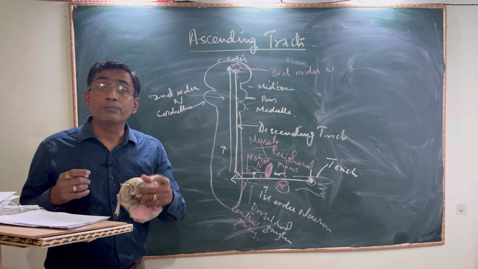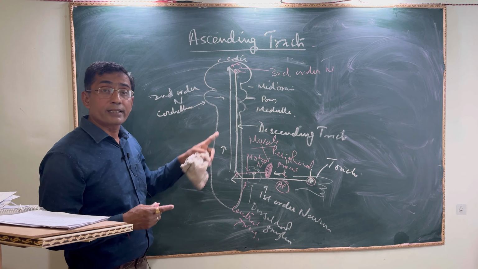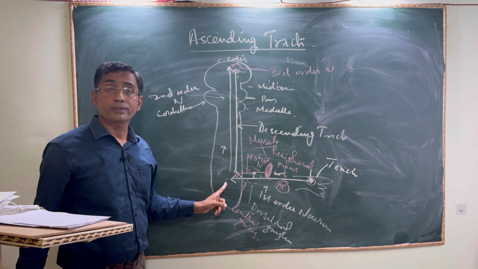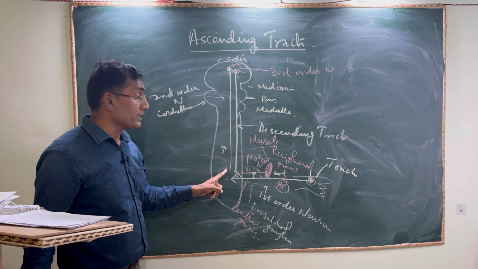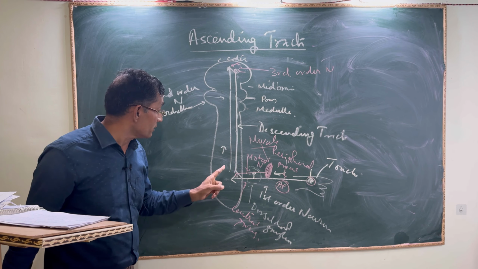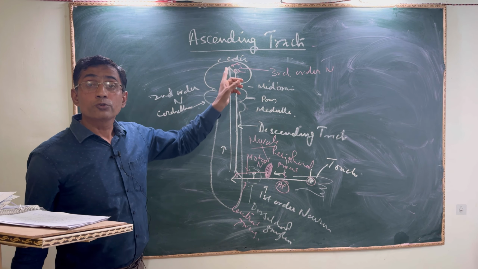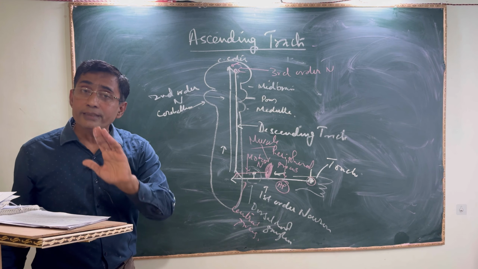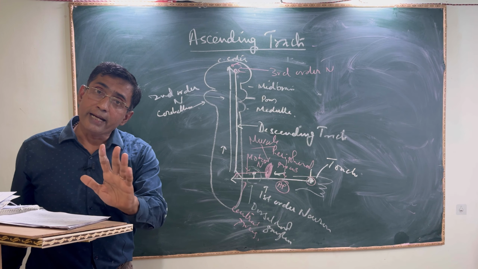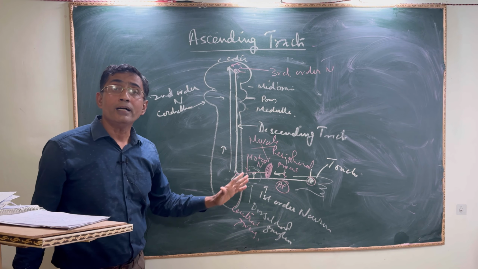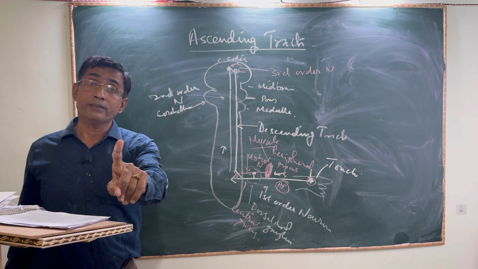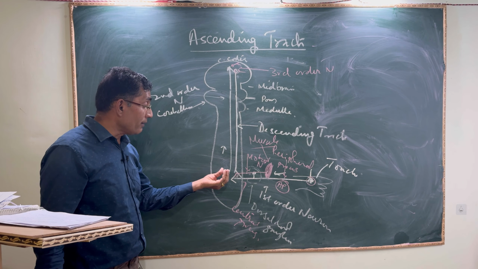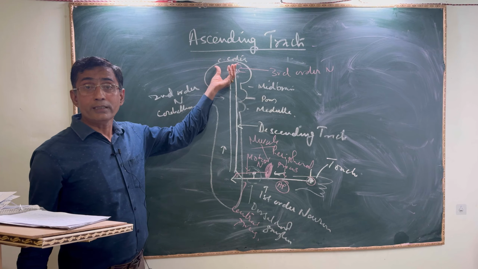So what is the difference between the sensory neuron and the ascending tract? Look, the sensory neuron also carries information from the periphery towards the center. The ascending tract is also carrying information from the periphery towards the center. So what is the basic difference? The sensory neuron is that neuron which is present in the periphery, not in the central nervous system. But the ascending tract is a group of fibers that have a common origin and a common termination.